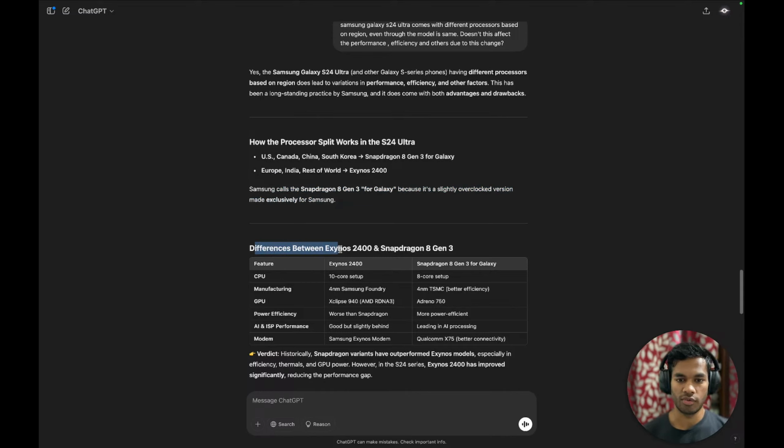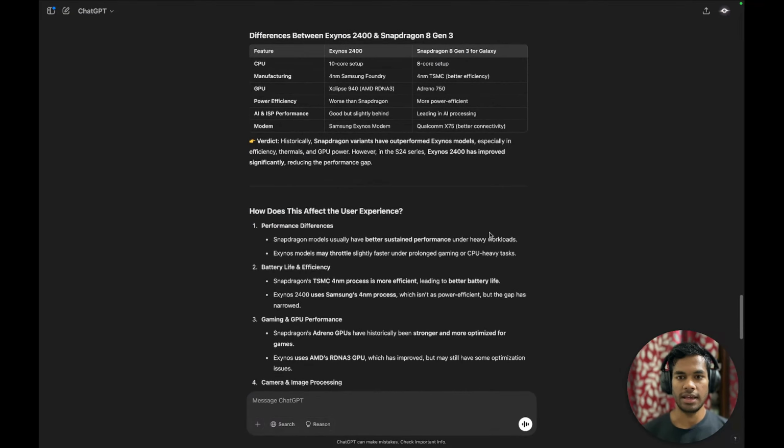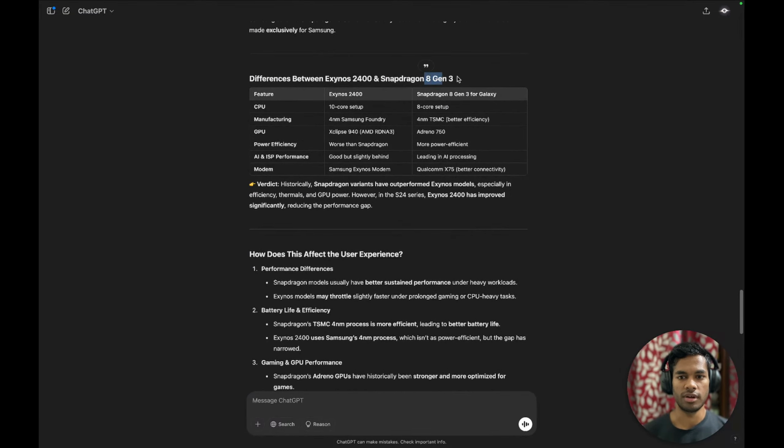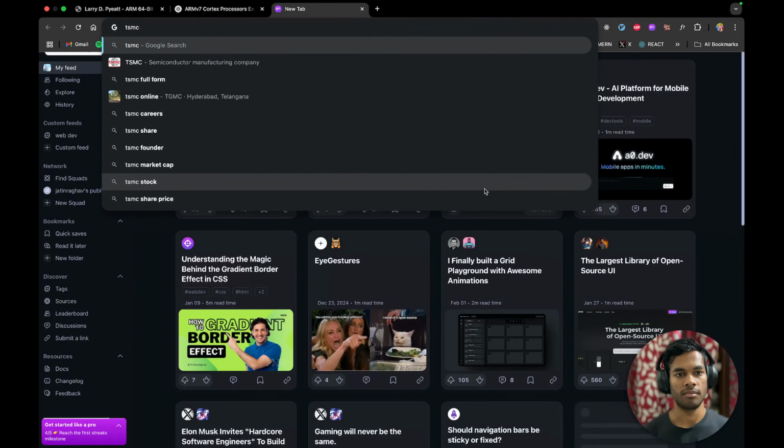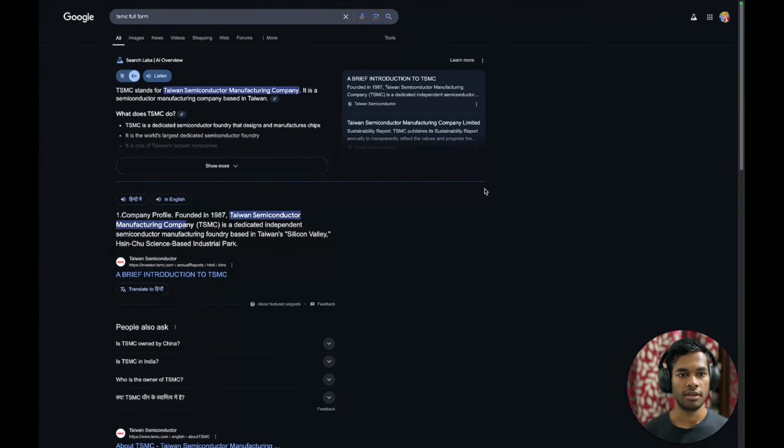Differences between Exynos 2400 and Snapdragon 8 Gen 3. CPU: 10 cores versus 8 cores. Manufacturing: 4 nanometer, Samsung Foundry versus TSMC. TSMC is Taiwan Semiconductor Manufacturing Company.